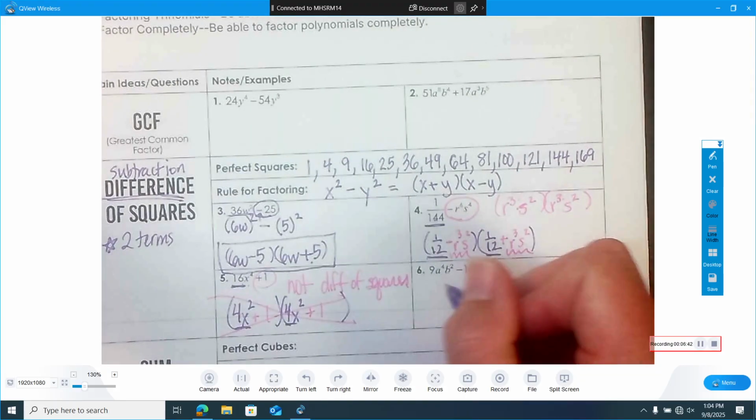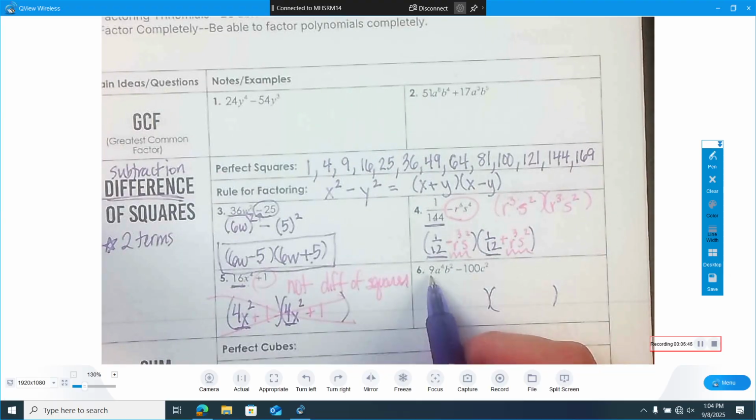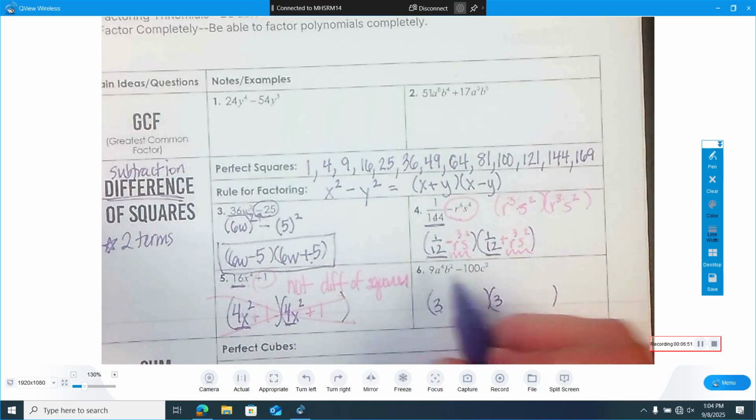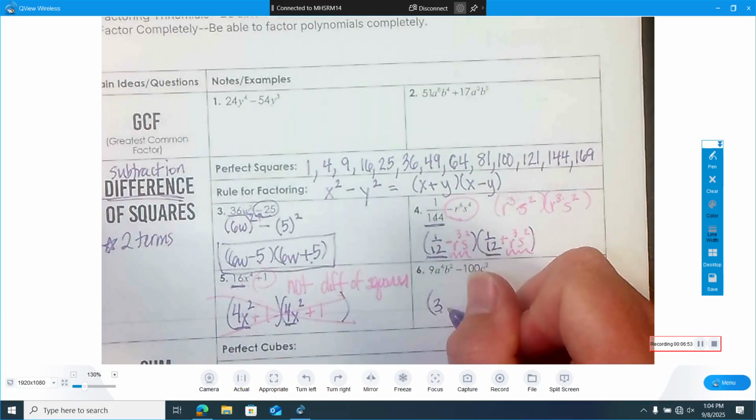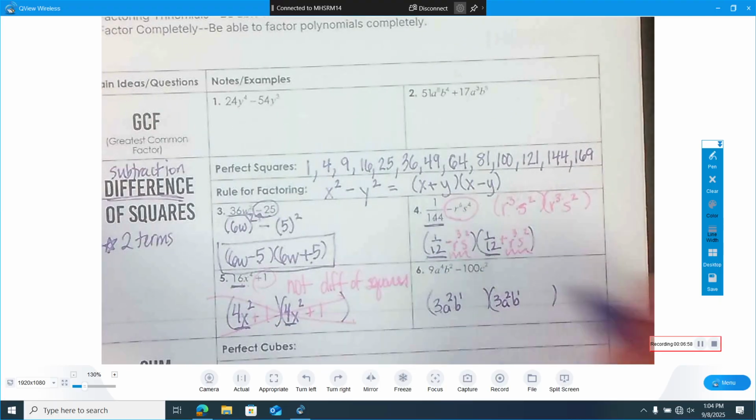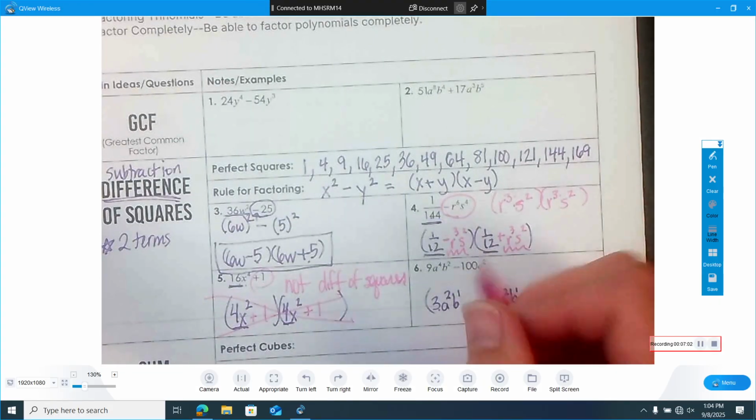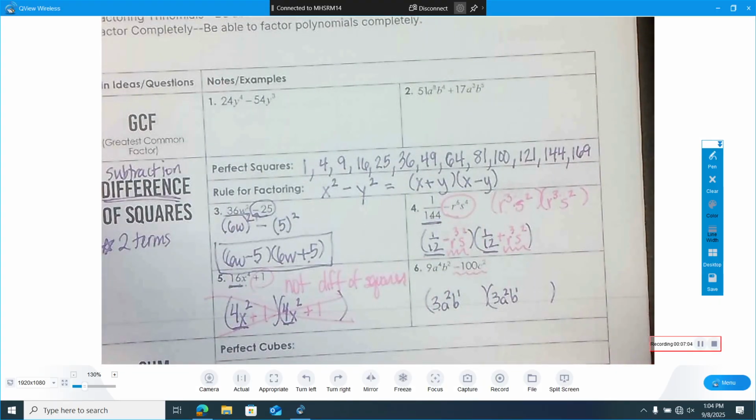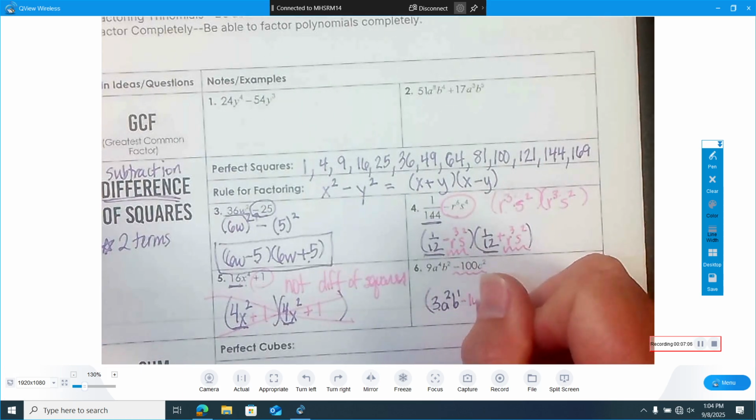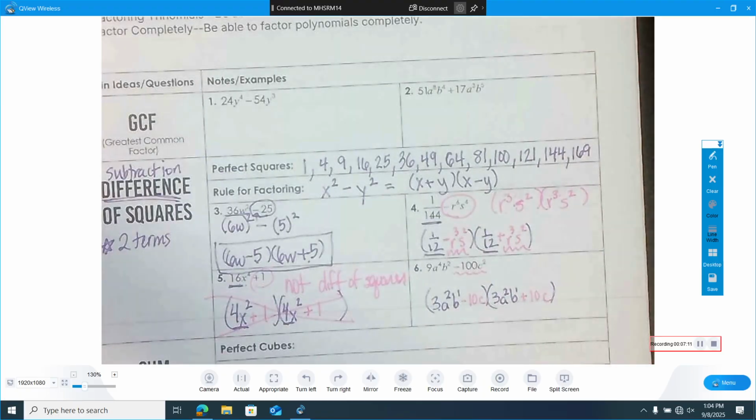Crazy. Is this one difference of squares? Yeah. All right, how do we get 9? 3 times 3 gives us the 9. How do we get a to the 4th b squared? A to the 2nd, b to the 1st. Very good. All right. How do we get the negative 100c squared? Minus 10c and plus 10c. Very good. Those are actually pretty challenging.